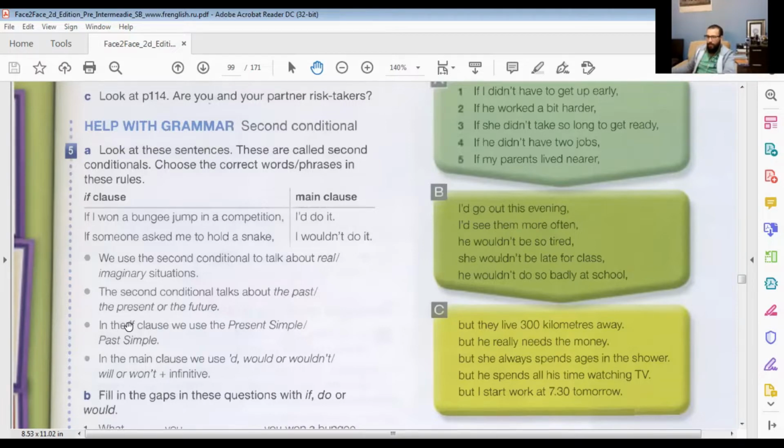And also with the grammar, the way we form the second conditional, we use the past simple in the if clause, and we use would plus infinitive, would and wouldn't, of course, plus infinitive in the main clause. So also the grammar is a little different from the first conditional. So these are the main differences between the first and the second conditional.